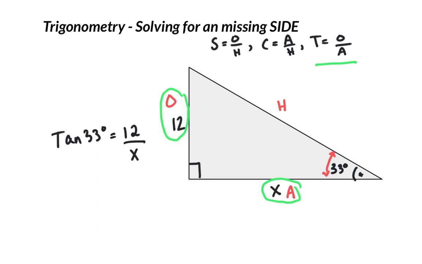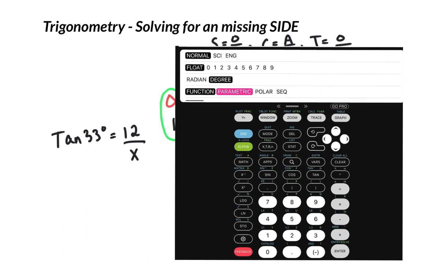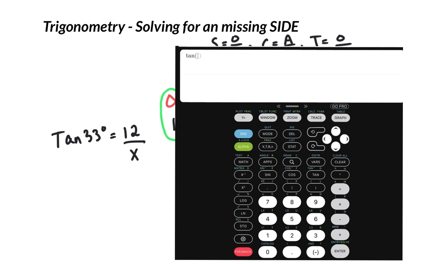Now, I'm going to use the calculator to figure out what the tangent of 33 is. First, make sure your calculator is in degrees. You go to the mode button, switch to degrees, and then just type in tangent of 33, and there it is, 0.6494. So I am going to replace tangent of 33 with that number, 0.6494. And again, that is just the relationship between our sides.